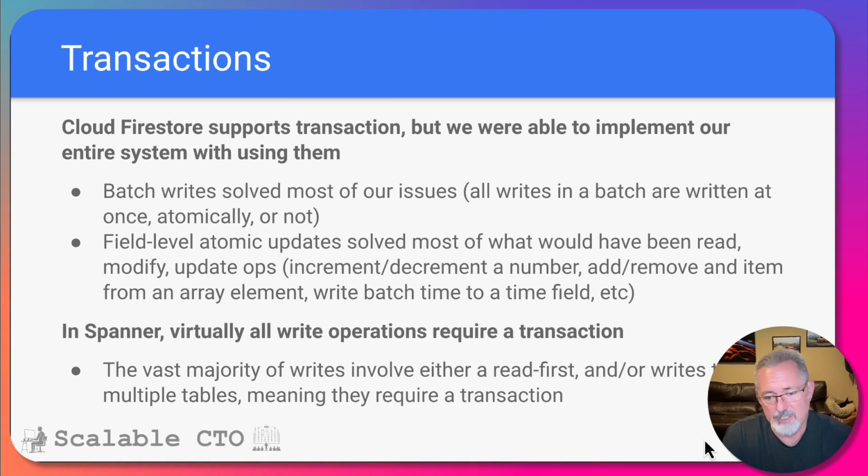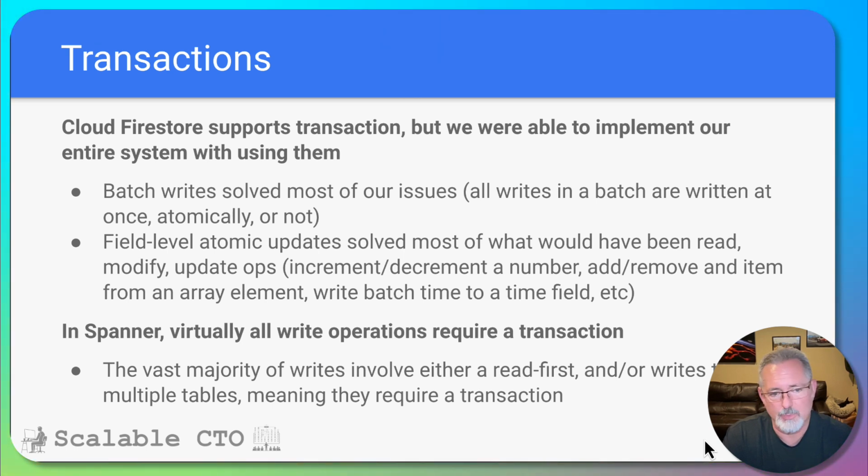And Firestore can do the same thing with these batch writes and these field level atomic operations. So in our case, we never actually needed a transaction. We were always able to do it with this combination of batch writes and field level updates within the batches.